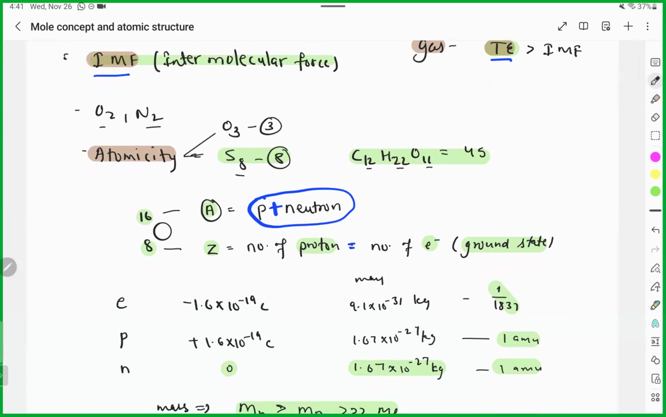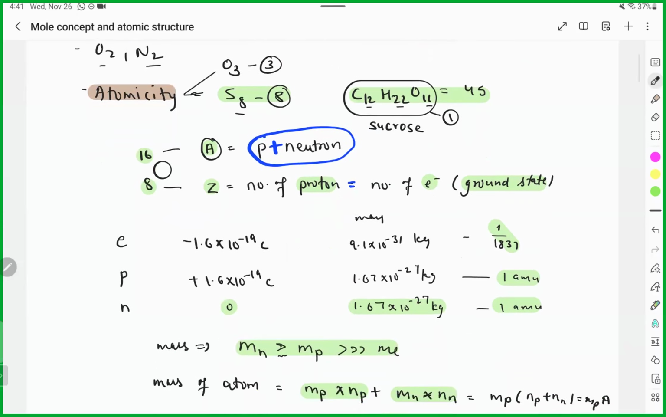C12H22O11 has number of atoms 45. The reason is, if this molecule is given to you and the question asks what will be the atomic mole of this compound, then if you have 1 mole of this sucrose compound, the atomic mole will be 45 because there are 45 atoms. Understood? Any doubt?